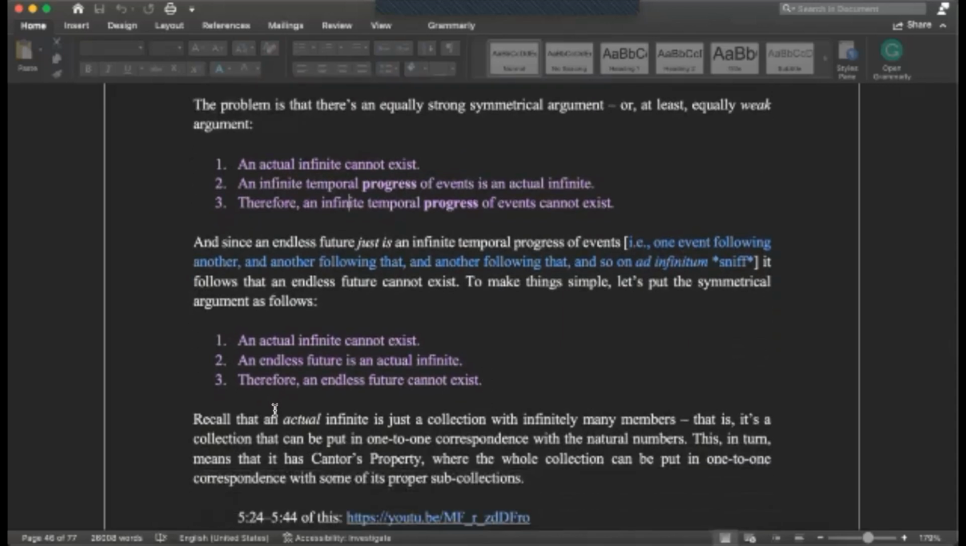Recall that an actual infinite is just a collection with infinitely many members. That is, it's a collection that can be put in one-to-one correspondence with the natural numbers. This, in turn, means that the collection has Cantor's property, where the whole collection can be put in one-to-one correspondence with some, indeed infinitely many, of its proper sub-collections, or its proper subsets.